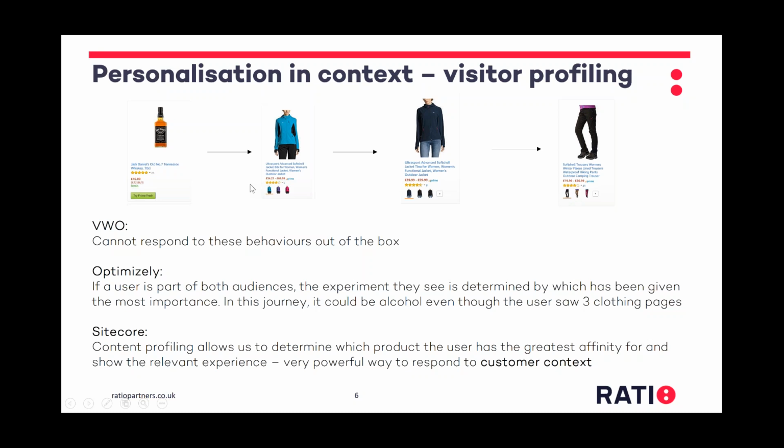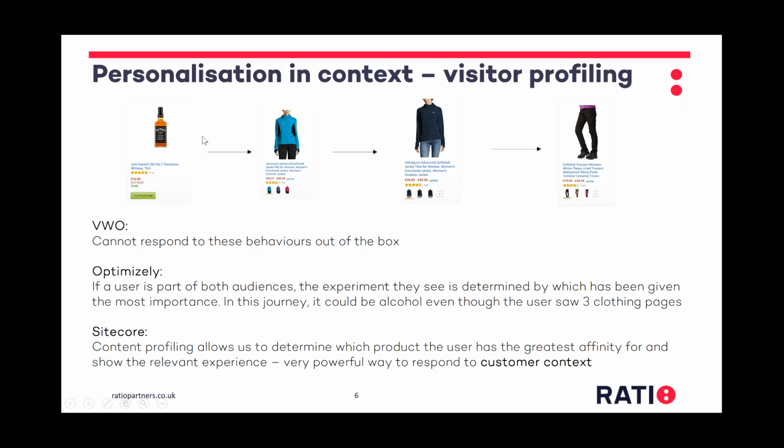But either way, you have to set it in advance, and it's not really responding to the level of customer interest in either of those different product types. Conversely, in Sitecore, when you profile your content and then your visitors, and then target experiments to those profiles, Sitecore is going to be showing the experiment or experience to the visitor that they've had the greatest affinity for.